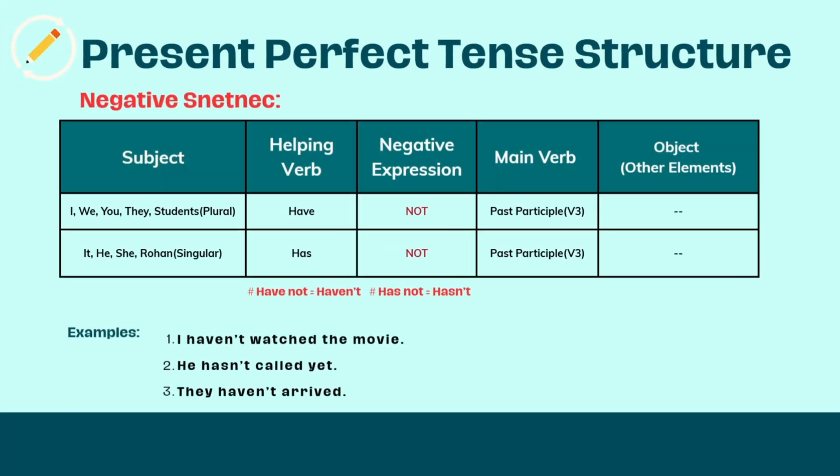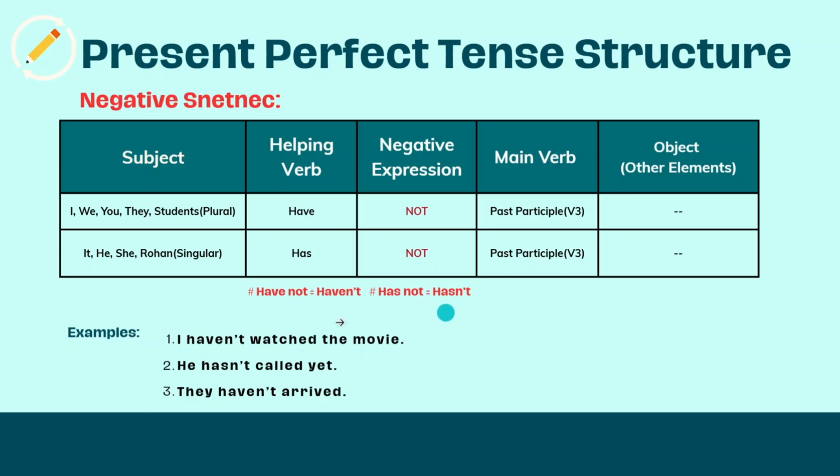Now we are going to look at how to form negative structure with the present perfect tense. As the diagram clearly shows, we have to put the subject first, followed by have or has, then put not as a negative expression, followed by the past participle or the V3 of the main verb, followed by any other elements like the object. And have not and has not can be written as haven't and hasn't, in short.